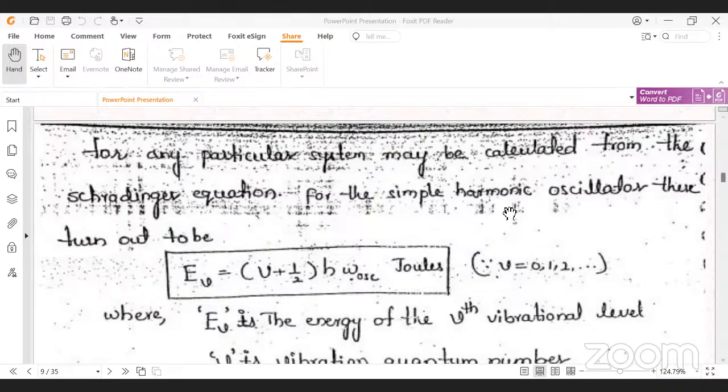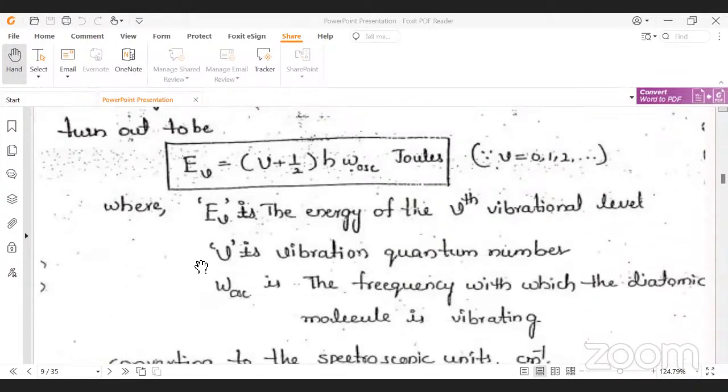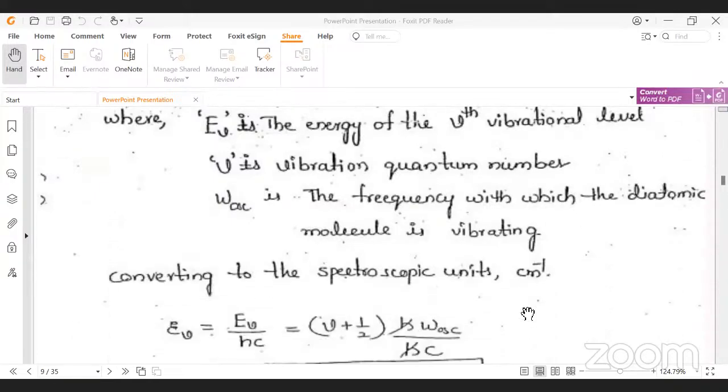The energy of a molecule in vibrational energy levels can be calculated using this formula: E equals (v plus 1 by 2) h ω oscillation, in joules, where E is the energy of the vibration level, for example the first, second or third vibration level, v is the vibrational quantum number, and ω oscillation is the frequency with which the diatomic molecule is vibrating.